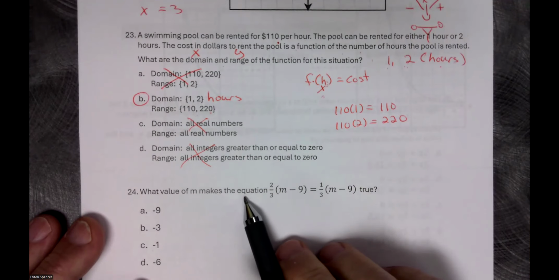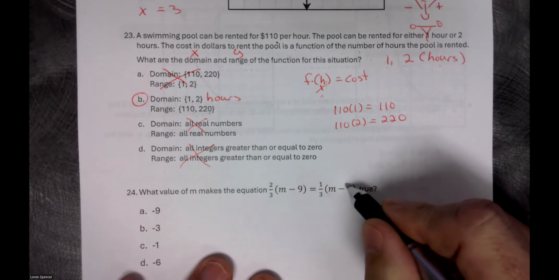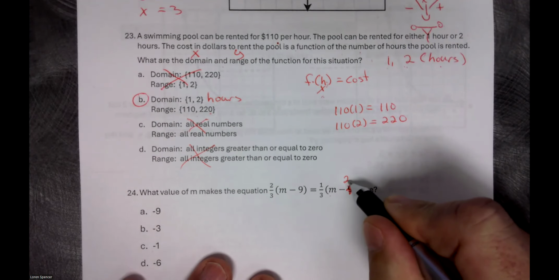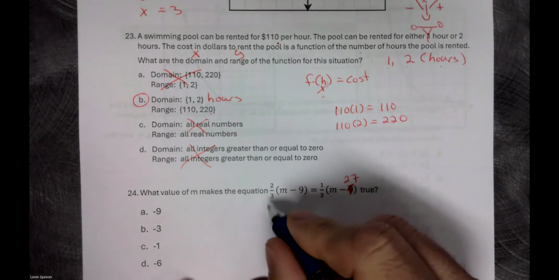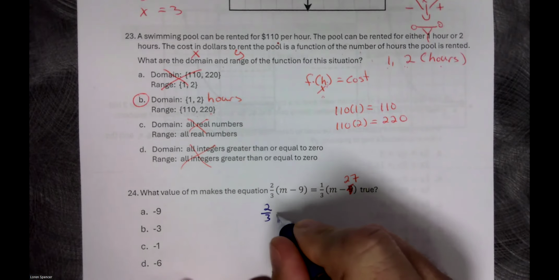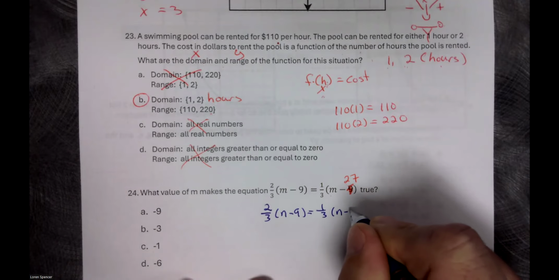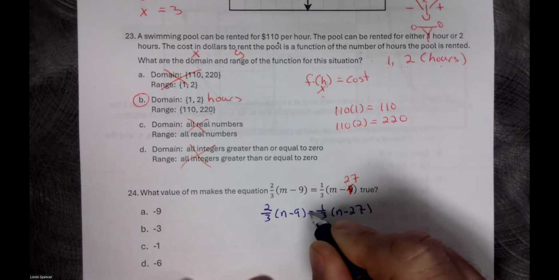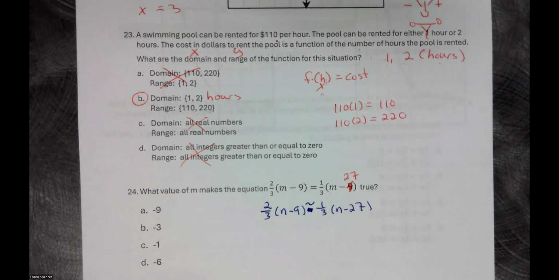Okay, number 24. What value of m makes the equation 2/3 m minus 9 equals 1/3 m minus, and by the way, this is wrong. This should be a 27. Okay, true. Well, when I see this problem, this is a Desmos problem. So I'm going to change this and go 2/3 parenthesis n minus 9 equals 1/3 n minus 27, except it won't take the equal sign. I have to use a squiggle. All right. So I'm going to switch over to Desmos and we're going to see if we can't solve this problem.